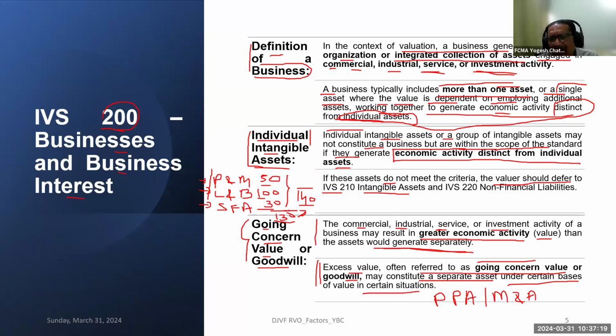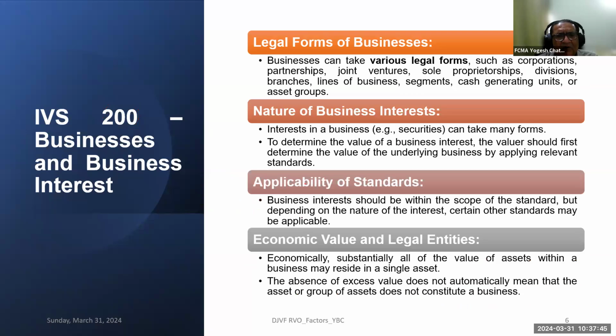So the excess value, which is referred to as goodwill, may constitute a separate asset under a certain basis of value. When we take the basis of value as fair value as per IFRS or Ind AS, that will be regarded as a separate asset. So that is about goodwill and legal forms of business.